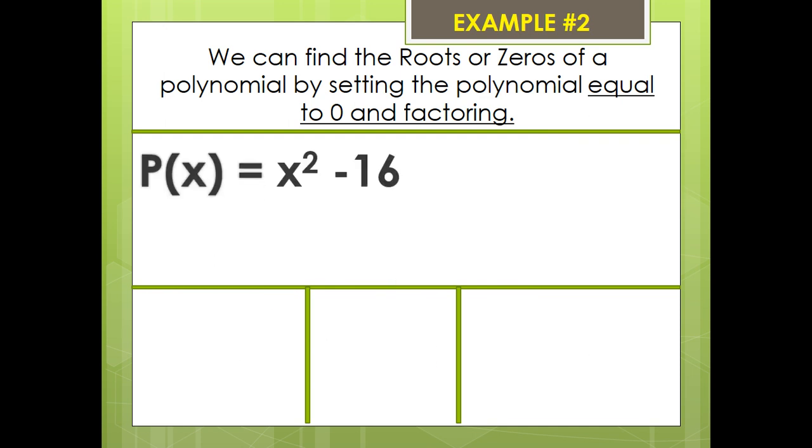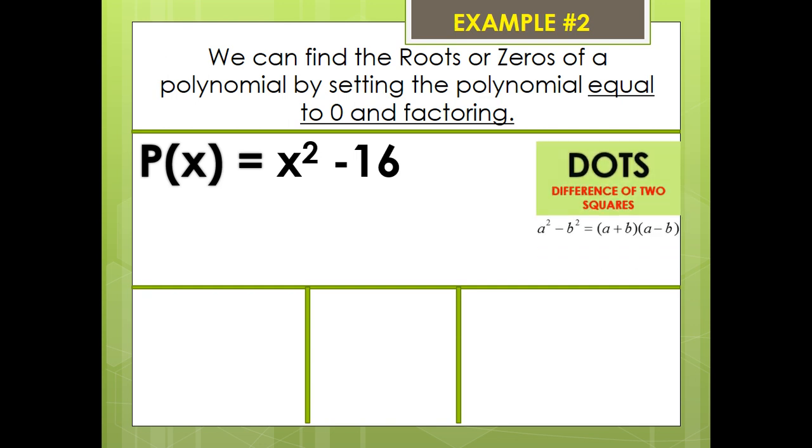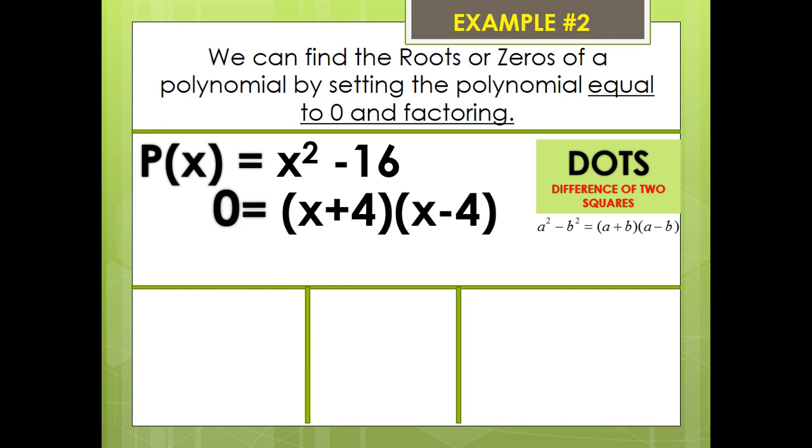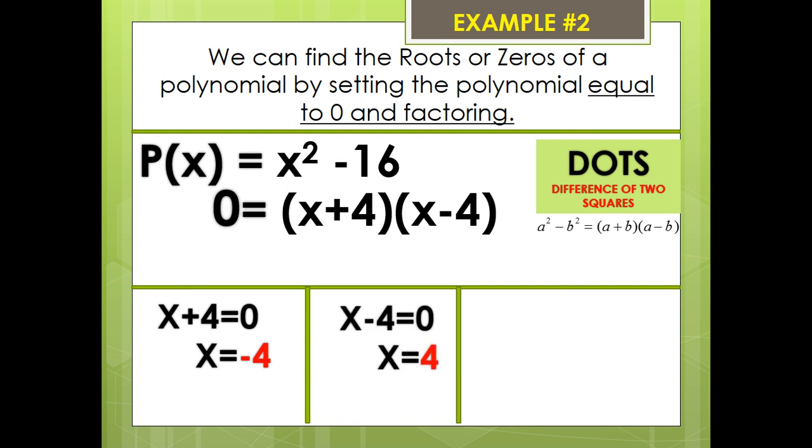Example number 2. P of x is equal to x squared minus 16. Natatandaan nyo ba kapag kaganyan yung ating factoring? Yes, dots yan. Difference of two squares. So we have a squared minus b squared is equal to the product of a plus b and a minus b. So ang factor niya is the product of x plus 4 and x minus 4. Then, equate to 0. X plus 4 is equal to 0. Therefore, x is equal to negative 4. And the other one is x minus 4 is equal to 0. Therefore, x is equal to 4. Our zeros are negative 4 and positive 4.